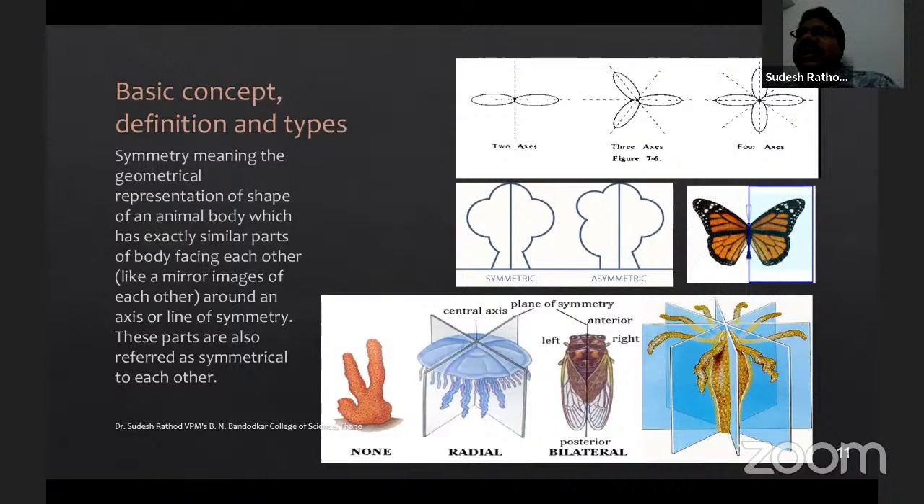So don't draw all three axes at a time. You have to imagine one axis at a time. Just imagine one axis. It may be a right side axis, left side axis, or horizontal axis. If you imagine any one axis and cut that particular object into two pieces, that will be mirror images. Then forget about that axis and draw another axis and cut the animal along that. You will find again two mirror images.